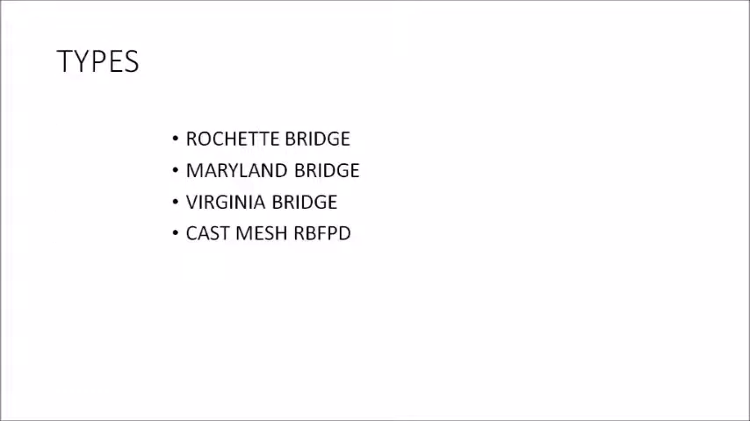Different types of resin bonded FPDs are Rochette bridge, Maryland bridge, Virginia bridge and cast mesh bridge. The basic difference between these dentures is the mode of bonding. So some will have mechanical bonding, some will have macromechanical bonding and some will have micromechanical bonding. So the method of bonding between the retainer and the tooth determines the type of FPD.